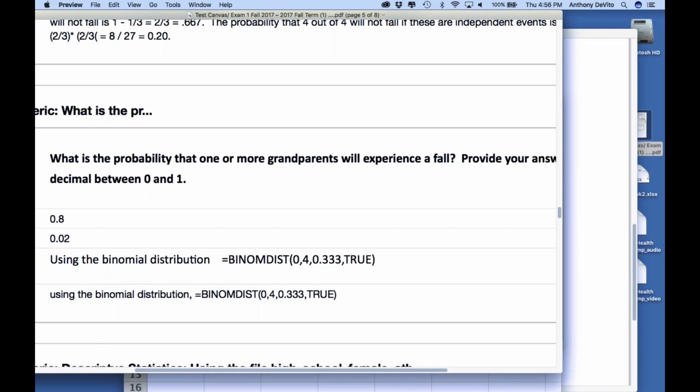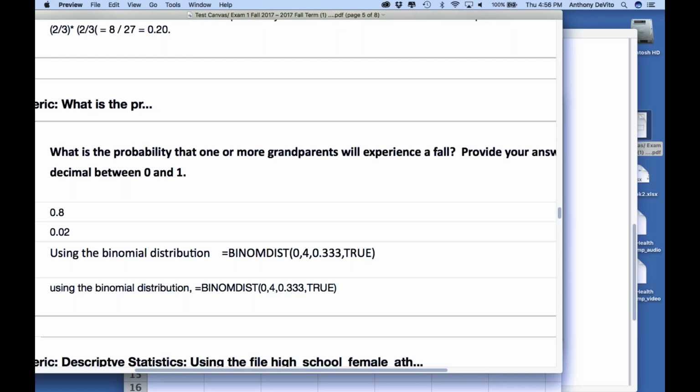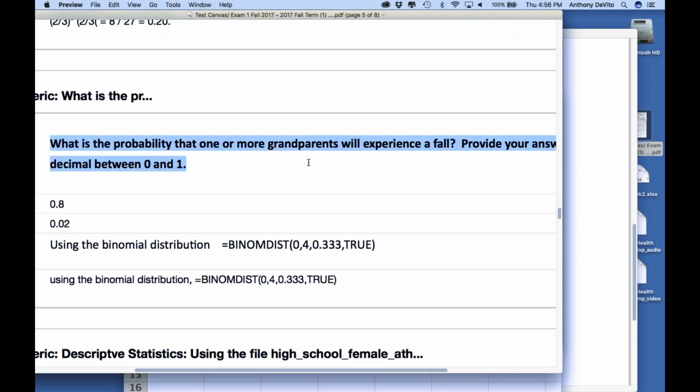You agree with me? Right. Think about that. Now, the probability, it says one or more grandparents. What's the probability that one or more will experience a fall? Well, we know 0 is the only thing less than 1, right? So the probability of none of the grandparents falling is 0. The probability of 1, 2, 3, or 4 falling is whatever's left, right?